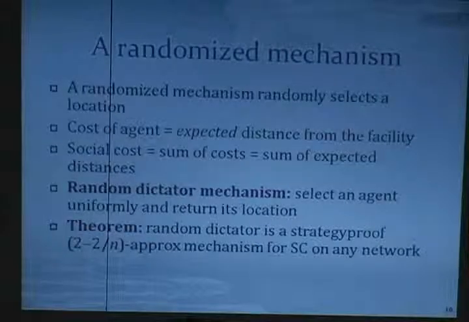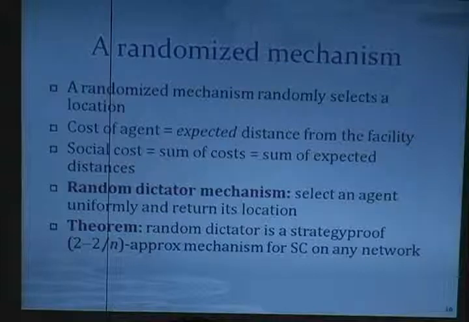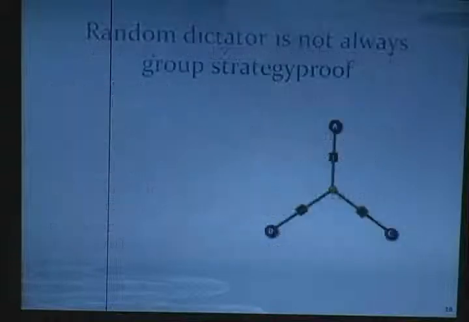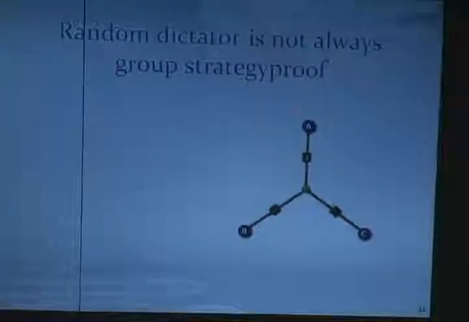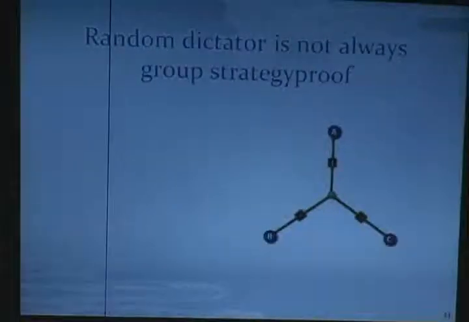So what I want to do in the next 2 slides is discuss the group strategy proofness of this mechanism. Okay, I want to ask whether this mechanism is also group strategy proof. Okay? Can a coalition of agents benefit from lying? So this example shows that if I choose a random dictator, in general, it wouldn't be group strategy proof.